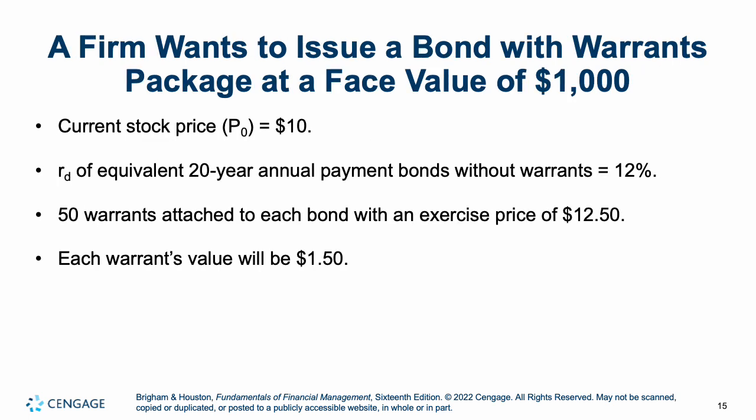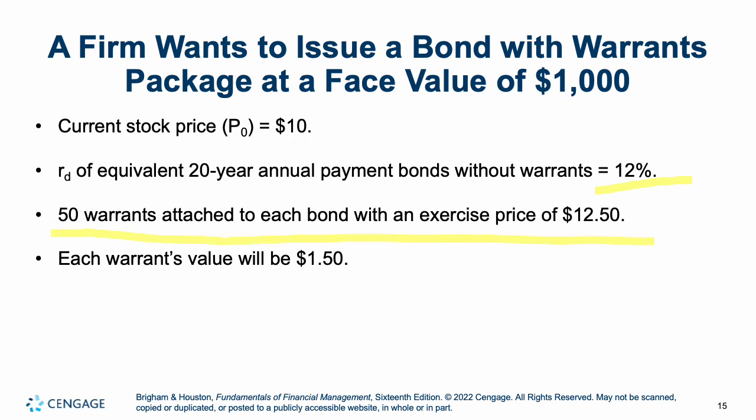Let's say a firm wants to issue a bond with a warrants package at a face value of $1,000, and warrants are options. So let's say our current stock price is $10. Our return on debt for a 20-year bond is 12% if it didn't have warrants. If it's just a regular bond like we looked at in previous chapters, 12%. But now let's say we're going to tack 50 warrants onto this bond with an exercise price of $12.50.